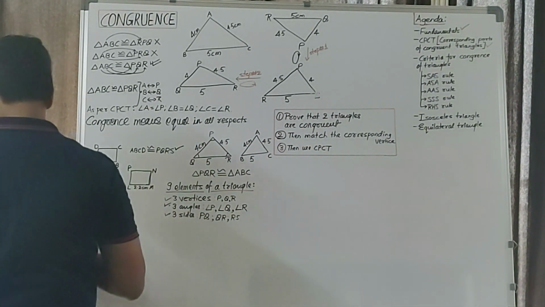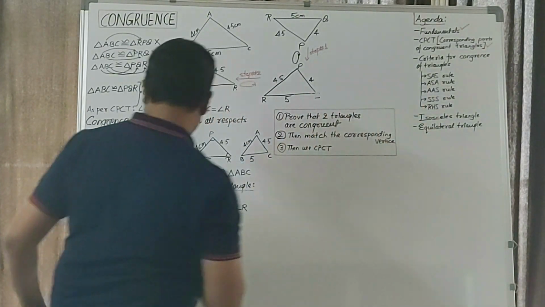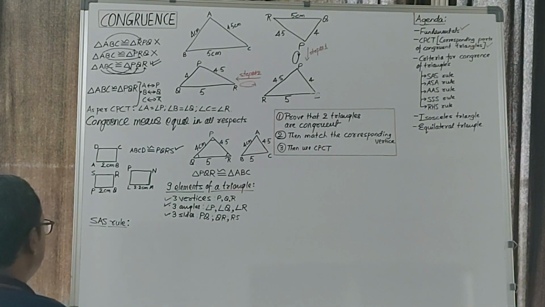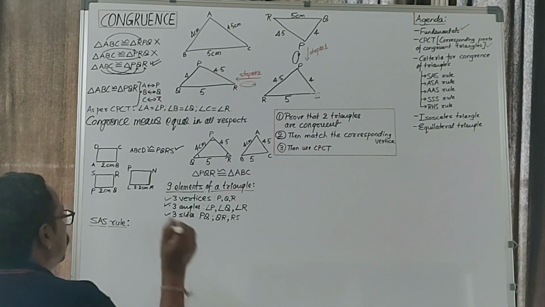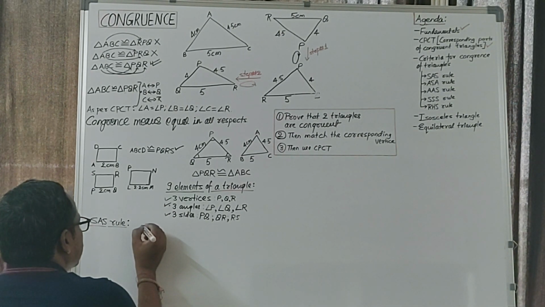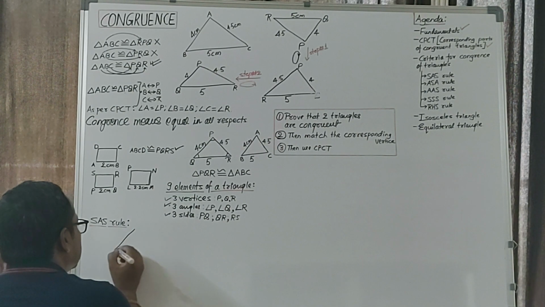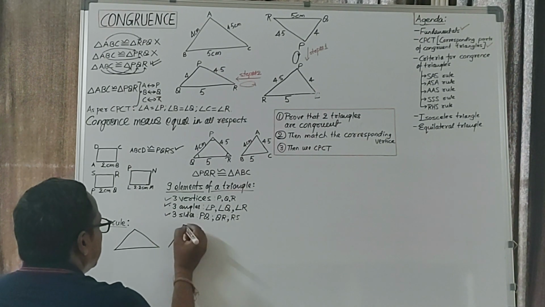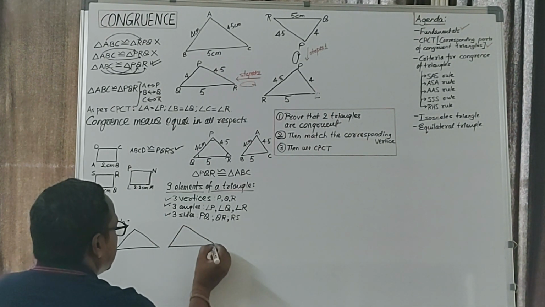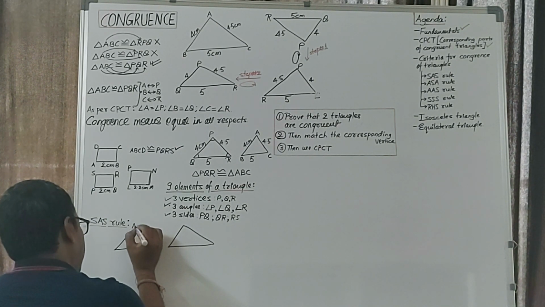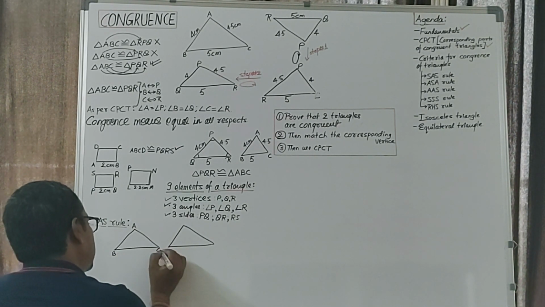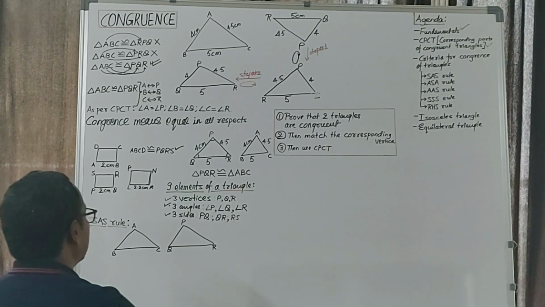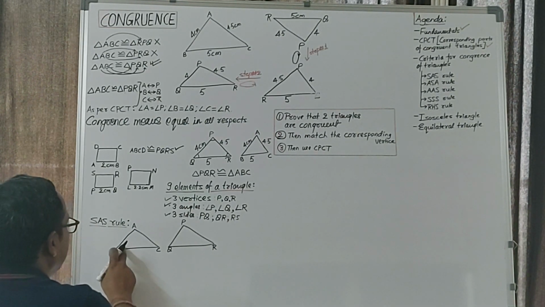What do we mean by SAS rule? So we are going to talk about SAS rule. For example, we'll take two triangles and we'll write here A, B, C, and this is P, this is Q, this is R. Okay. So SAS: side, angle, side.